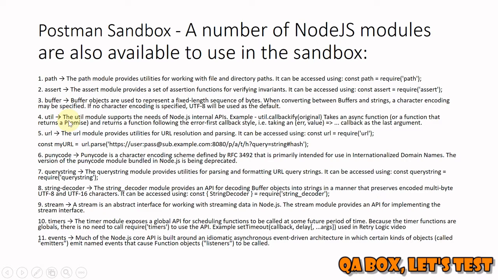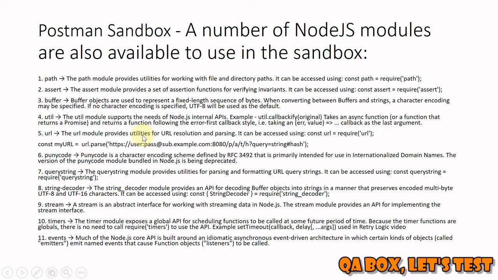Then util, again I've used that in one of my projects, not in Postman, but what happened was we had one async function, and it is also applicable to promises. So if you want to convert those async functions and promises into callback functions, then you import util and call util.callbackify, and that is going to do the job.